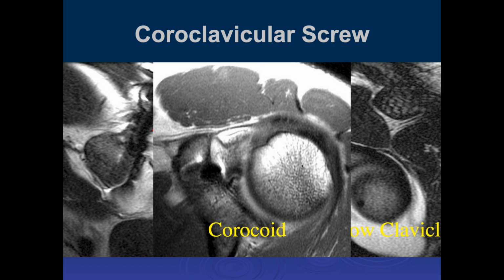And putting that screw into this area is quite dangerous, and you have to drill a hole through the clavicle. You have to drill a hole through the coracoid, and then you have to put the screw in there and make sure that it enters the right spot.